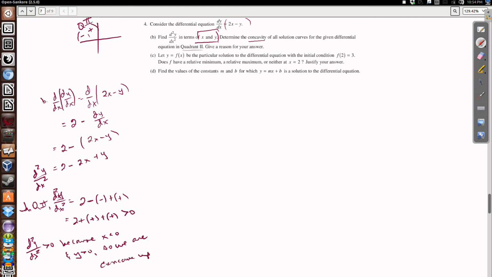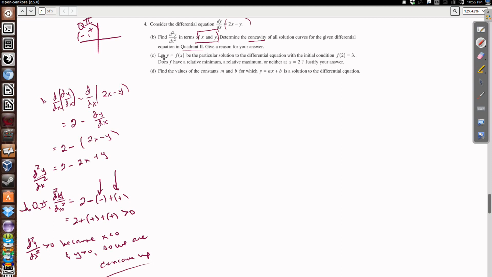And we're going to be concave up for all points in this quadrant because of this behavior, because my x's are negative, because my y's are positive. My second derivative is always going to be 2 plus the sum of positive numbers. So it's always going to be positive, and we're always going to end up being concave up.